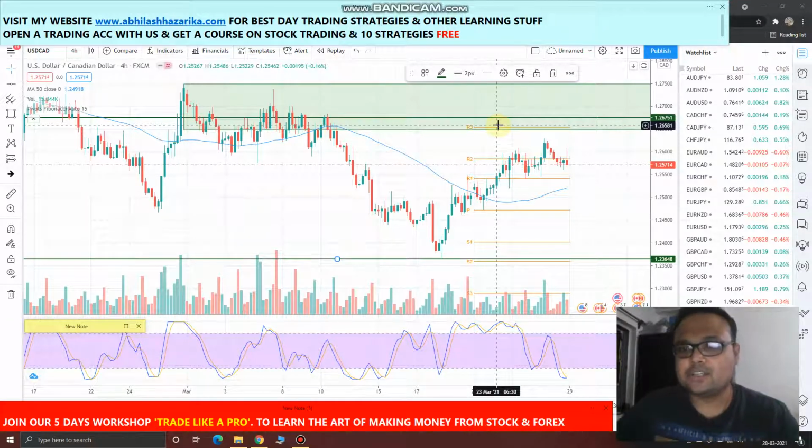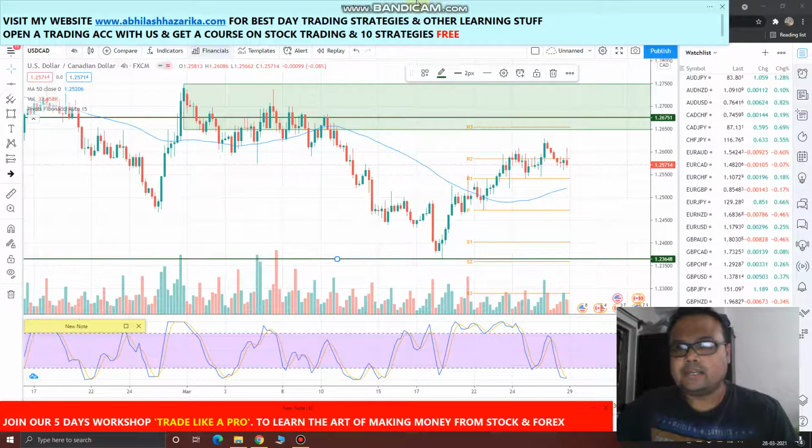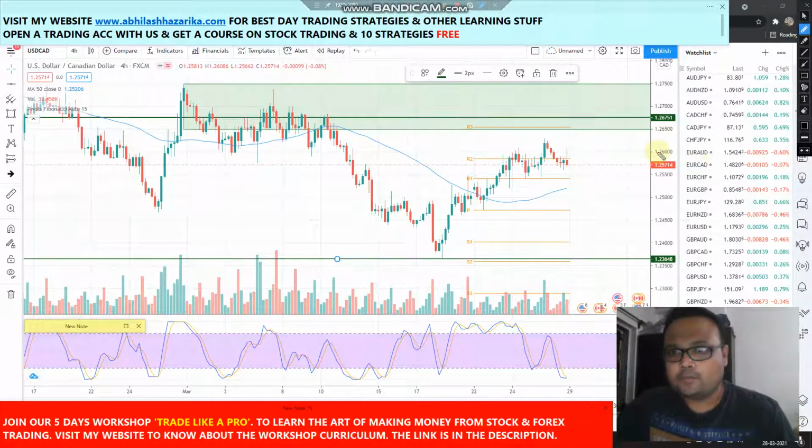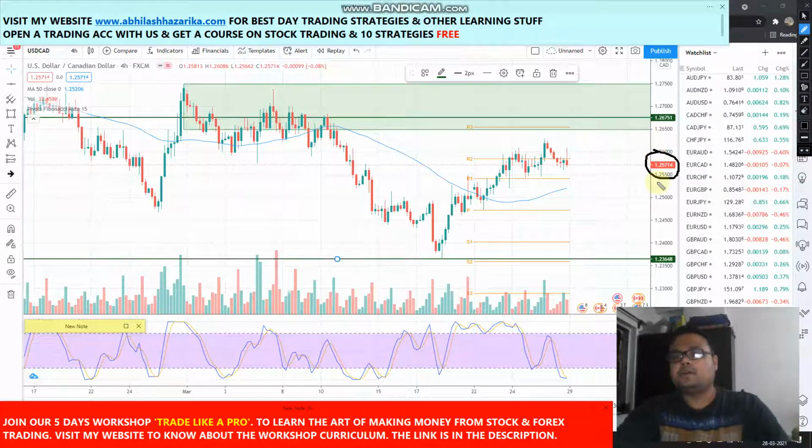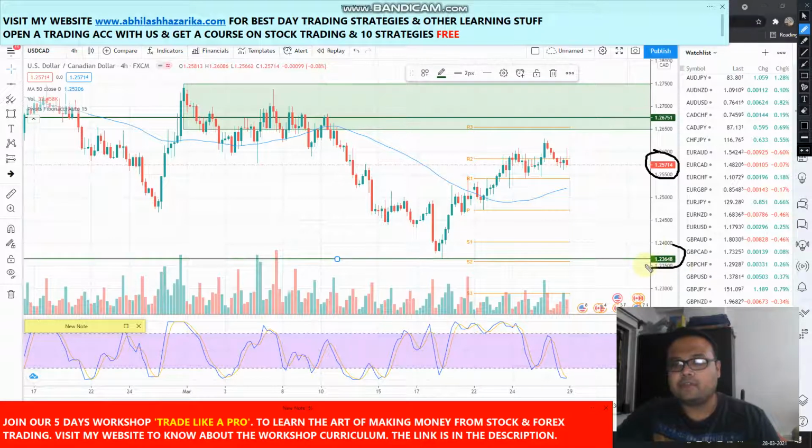So let's jump to the chart. As you can see, the market is trading at 1.2571, or the last traded price is 1.2571. Okay, and you can see that the market took support at this zone, the 1.2364 level, and it has beautifully gone up.